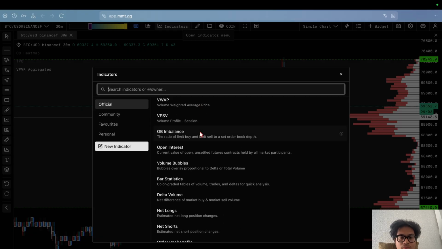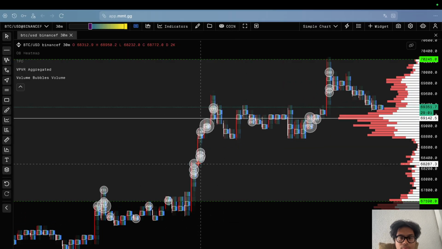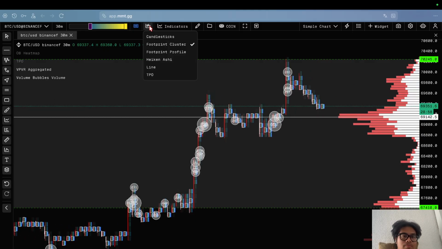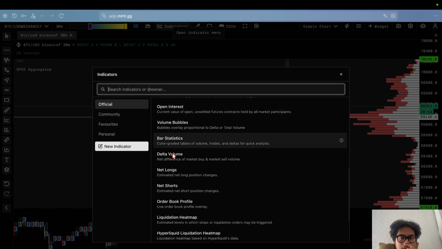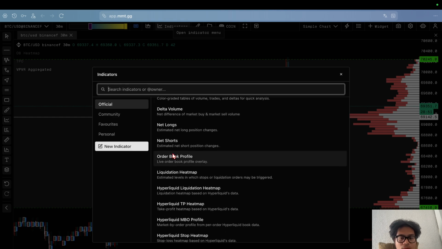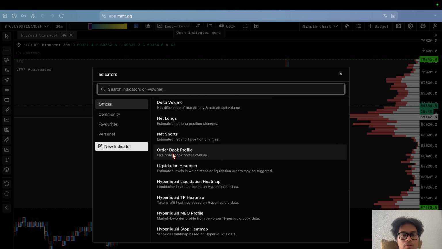Where's the volume profile? You got the bubbles. This one is also great. This one will go with heat map, okay? Usually go with heat map.